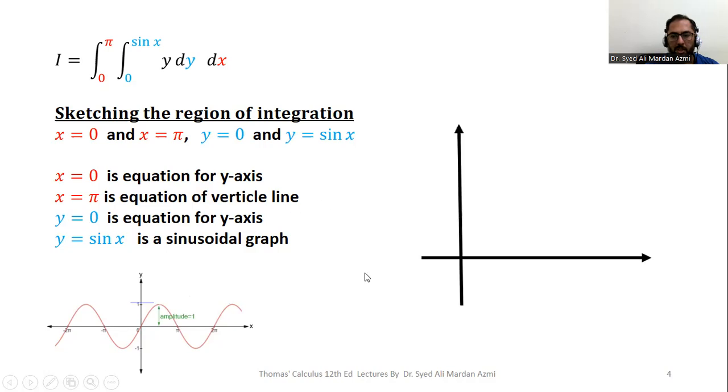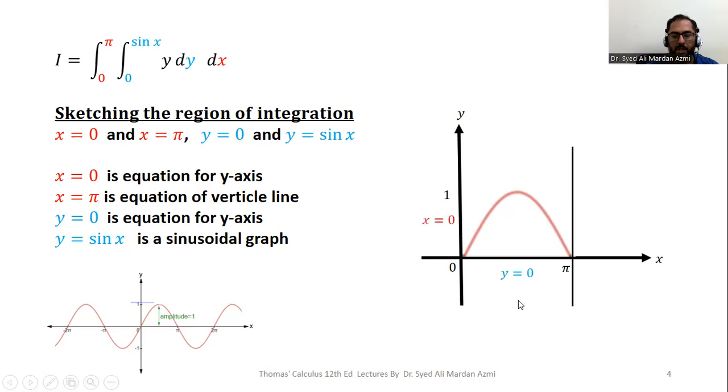Now for our region, we will plot the x-axis and y-axis first. And then I have marked x equal to pi and y equal to 1, because in our graph the sine function will start from 0 and at pi, for the limits of x, and this line is a vertical line for x equal to pi.